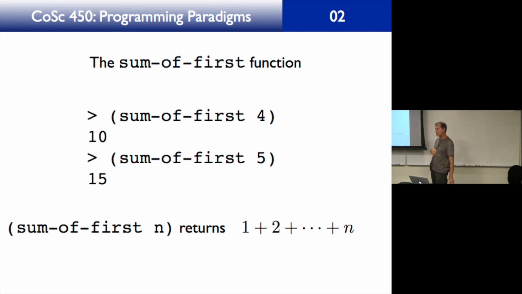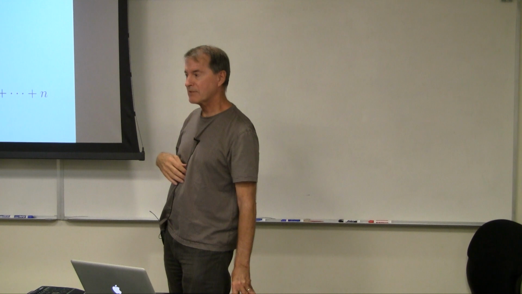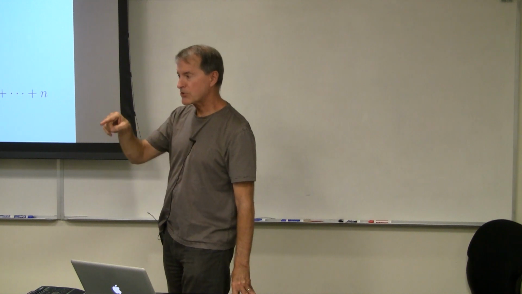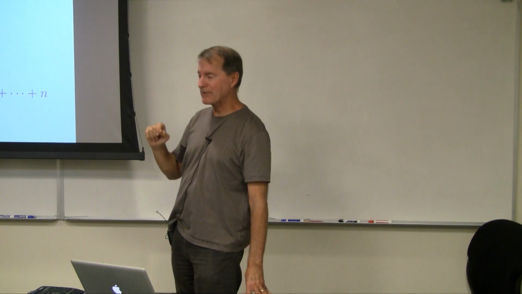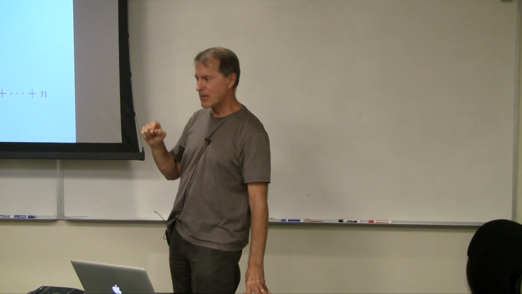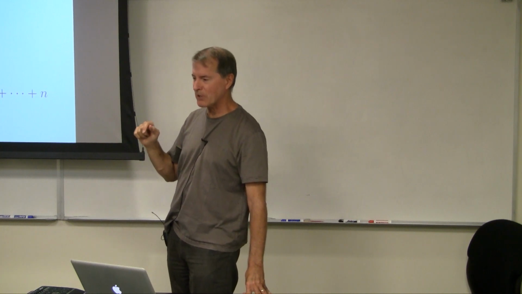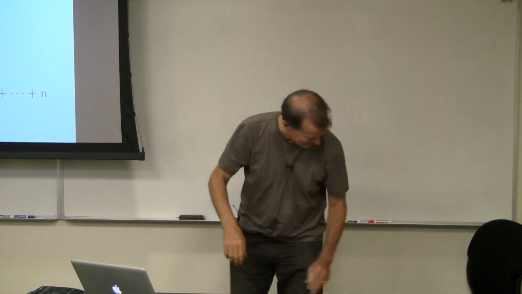I know, but recursively. 6 plus 5. Oh, no. Not plus 5 plus 4. 6 plus what? Sum of first 5. Are you with me? So what is sum of first n? n plus sum of first n minus 1. So that's our recursive case. And then what is our base case? 0. All right, so is everybody good?